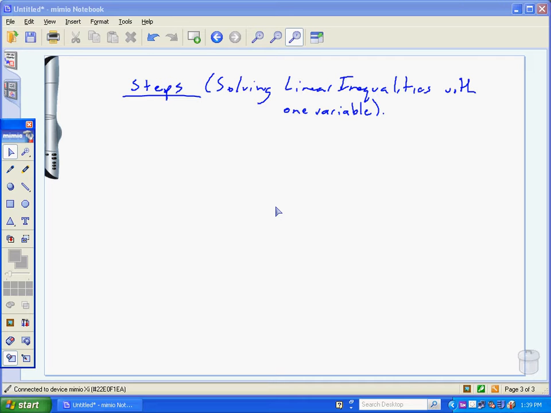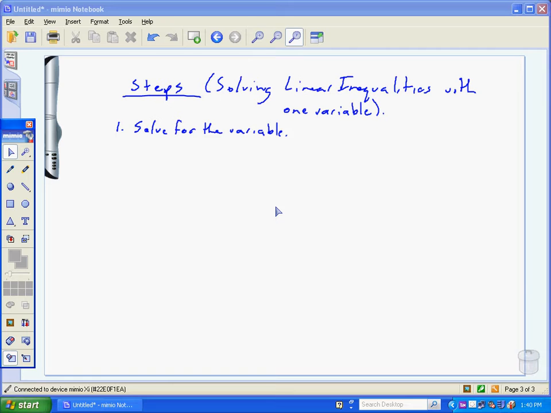So the first step, what we want to do is we want to solve each inequality for the variable. So solve for the variable is what we'll put here. Solve for the variable.